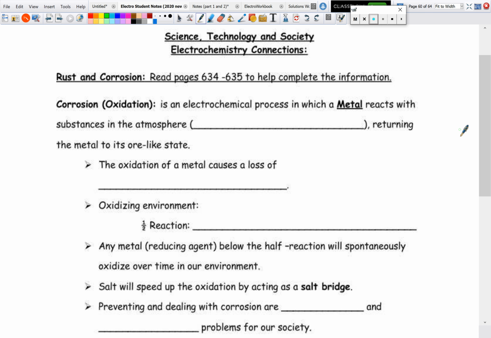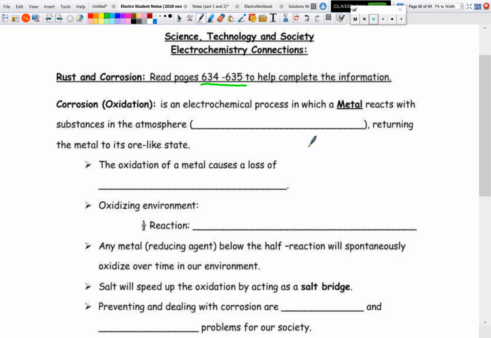Alright, welcome back to our last lesson for the electrochemistry unit, and this is a course on electrochemistry with regards to science, technology, and society. So this whole section revolves around how electrochemical cells, specifically a lot of electrolytic and of course even some voltaic, were used to solve practical problems that were found throughout society. There is a little bit of reading if you do want to hop on and use digital books. You can read page 634 to 635 to help complete the information, or you can watch this and we'll go over it.